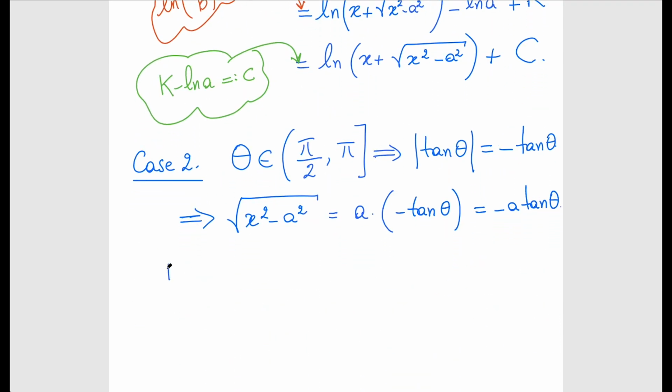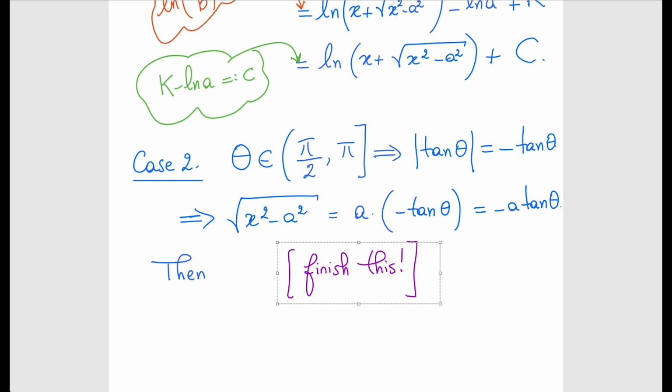So then finish this. Okay. So I'm gonna put dot dot dot here and ask you to please finish it.